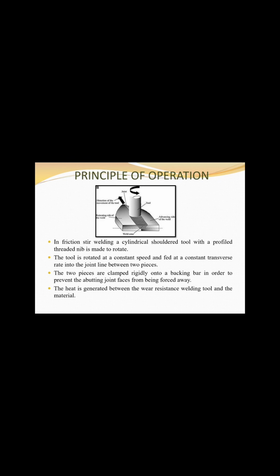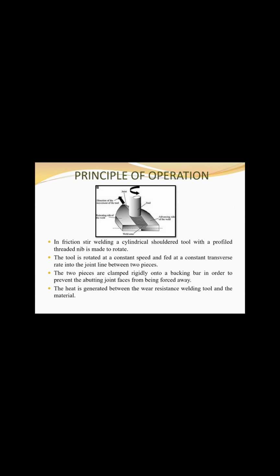In friction stir welding, a cylindrical shoulder tool with a profiled threaded nib is made to rotate. The tool is rotated at a constant speed and fed at a constant traverse rate into the joint line between the two pieces. The two pieces are clamped rigidly onto a backing bar in order to prevent the abutting joint faces from being forced away.